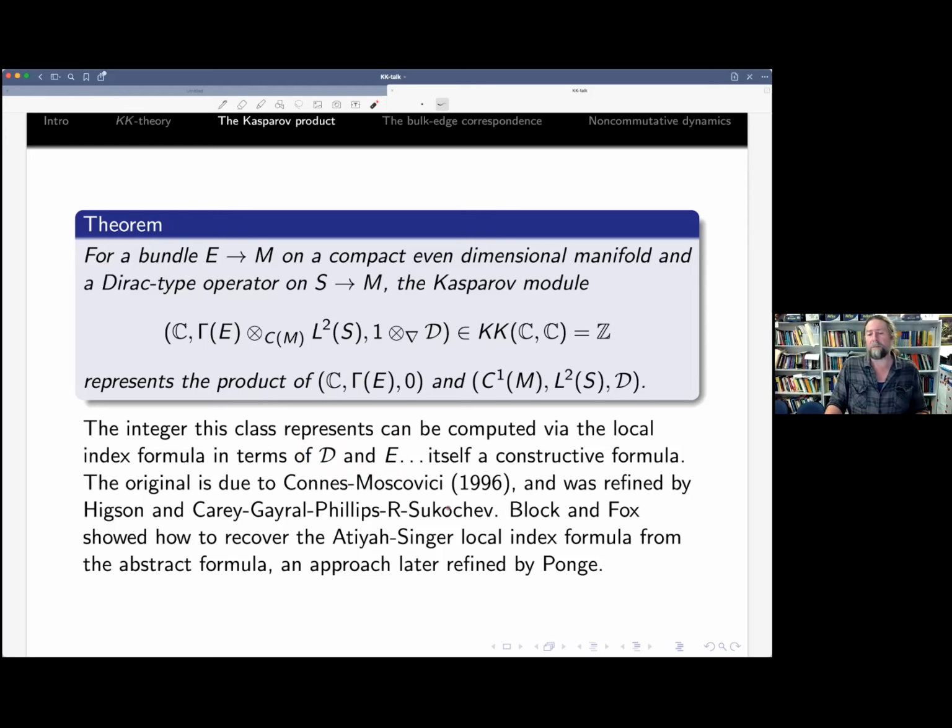But there's a connection, of course, back to the original Atiyah-Singer local index formula due to Bloch and Fox, who used Getzler's rescaling to derive the original Atiyah-Singer formula, and that was refined by Ponge a bit later. Okay, so my plan now, just having told you what can happen if everything works out, is show you that in some cases it does work out, and what you need to do to use it in a couple of different examples.